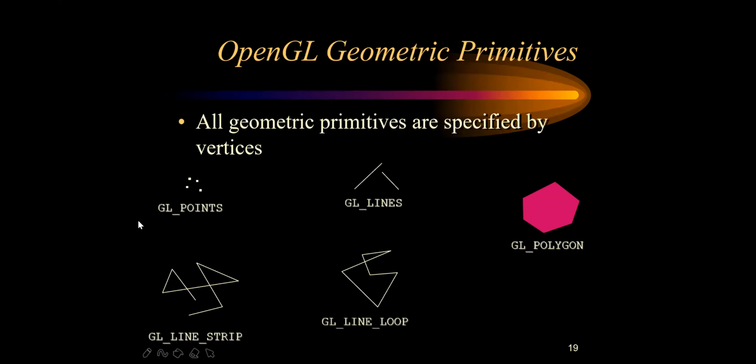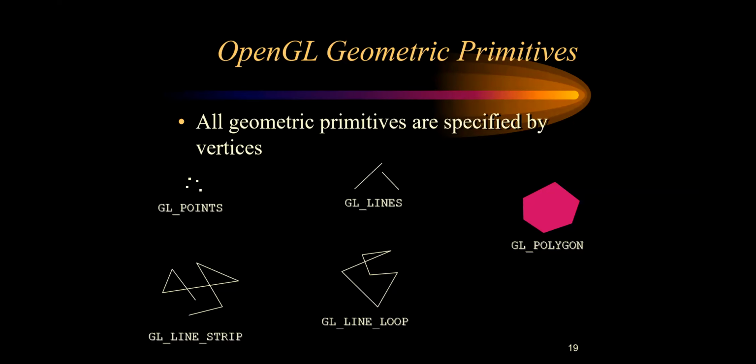Suppose you want to draw only points on your output screen. You have to write GL begin and, inside the bracket, GL underscore POINTS. Remember, everything will be capital. It is not point, it is points. Many students write point and then say they are getting errors. So just remember, it is GL underscore POINTS if you want to draw individual points. If you want to draw only lines, then you have to use GL underscore LINES.